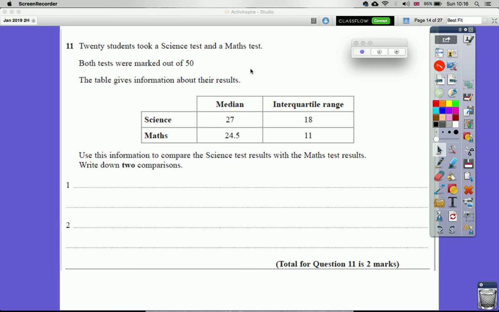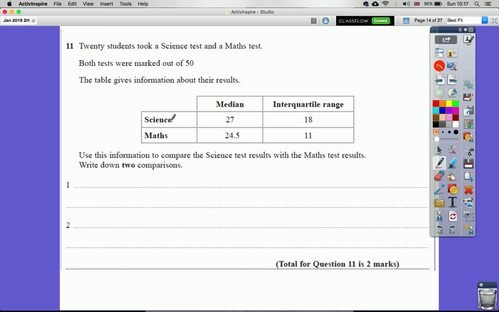So we'll look at question number 11 first, which says: 20 students took a science test and a maths test. Both tests were marked out of 50 and the table gives results about the tests. For science, the median was 27 and the interquartile range was 18. Maths has a median of 24.5 and an interquartile range of 11. Use this information to compare the science test results with the maths test results.